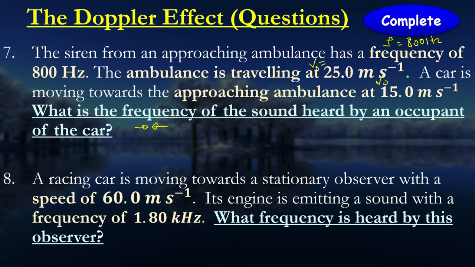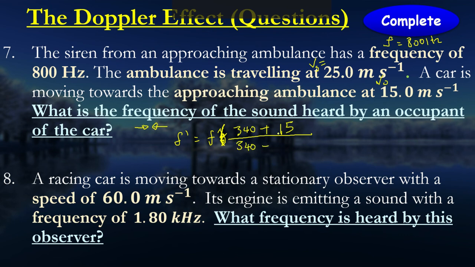Okay, let's set out the equation. So setting out the equation, we have f prime equals f, a fraction divided by the speed of sound. Okay, so the speed of the wave, 340, minus... plus the speed of the observer, sorry, so that's 15.